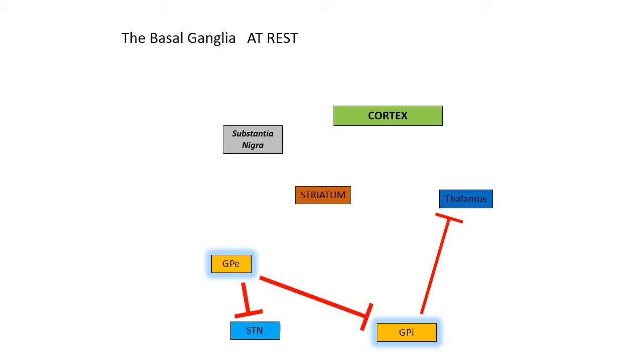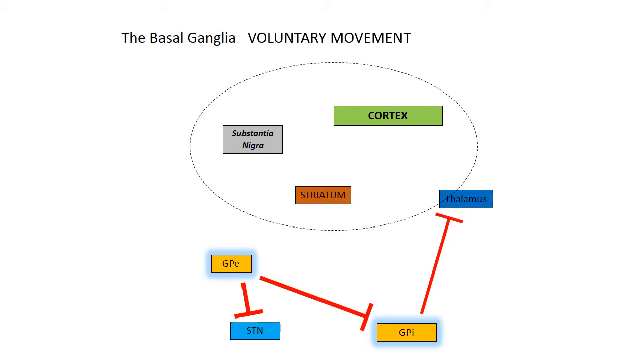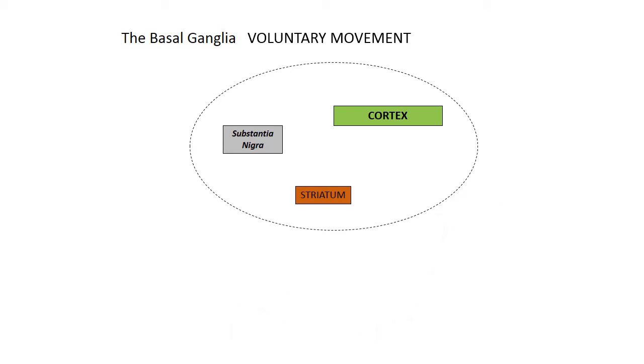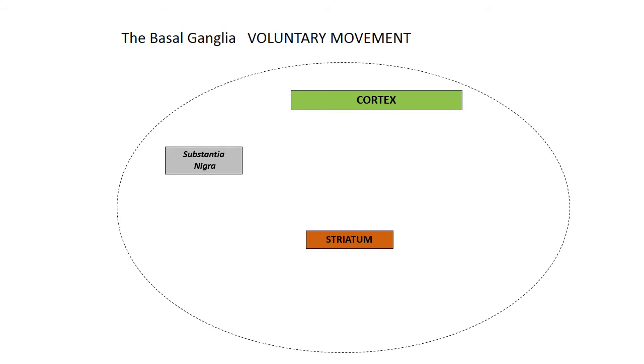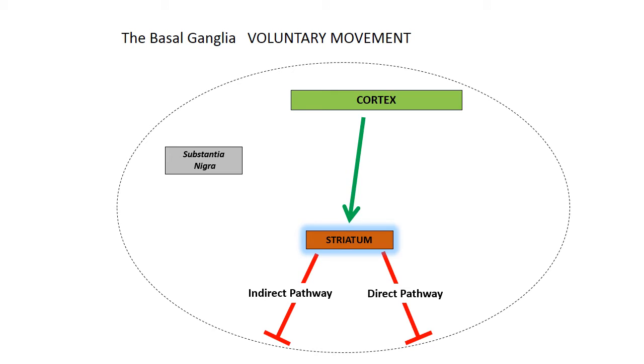But what about when we want to move, when we want to make a voluntary movement? Well, to help the explanation, we're going to break the system down a bit. And initially, we're just going to focus on these first three components of the system: the cortex, the striatum, and the substantia nigra. So as mentioned, the input to the system comes from the cortex, and it leads to an excitation of the striatum. This in turn leads to the activation of downstream pathways, the so-called direct and indirect pathways.